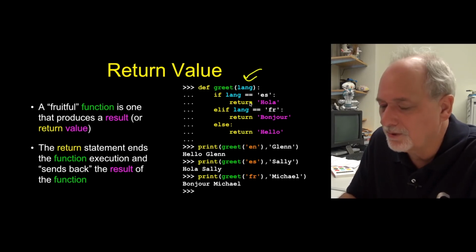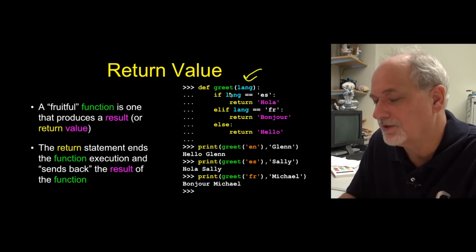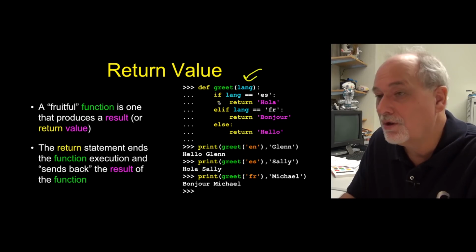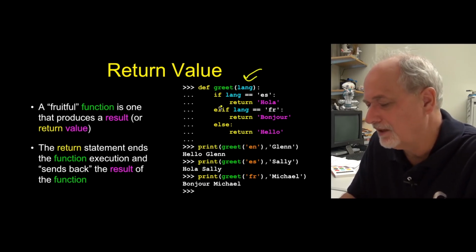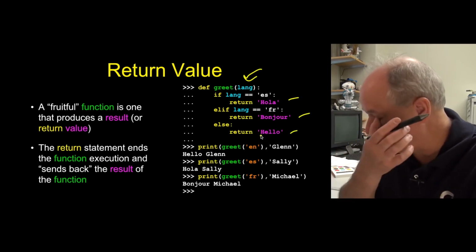And instead of just doing a print statement, which is what we did before, this is now more like a function because it takes some input and produces some output as a return rather than just printing. It's a little tacky for a function to print. And so here we return hola, bonjour, and hello based on the right thing.